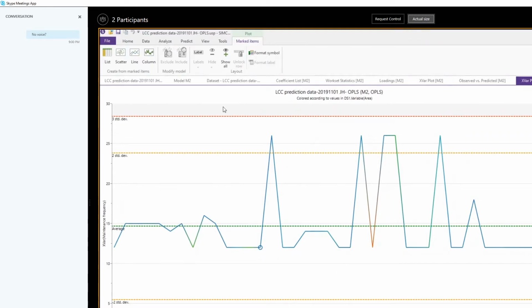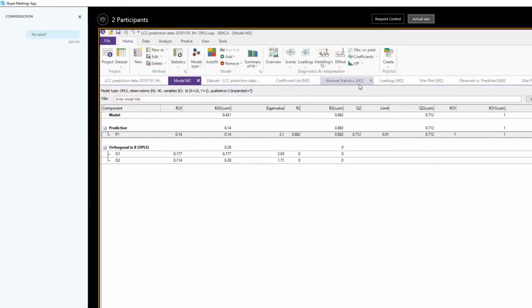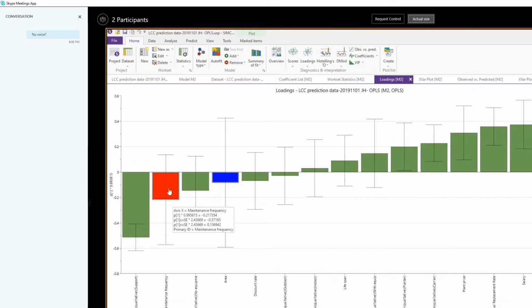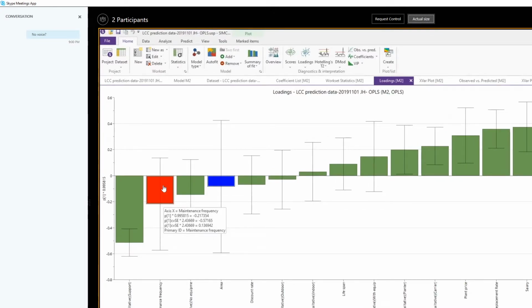Now, one of the struggles here is, if we go back to the loadings plot again, there's too much variability in the data related to maintenance frequency to say that maintenance frequency can be used to predict the LCC. It does look like it has a decent amount of contribution, but it's too variable, not consistent enough. So that's challenging.